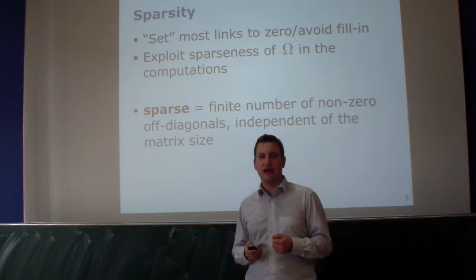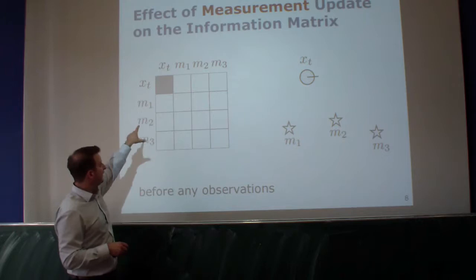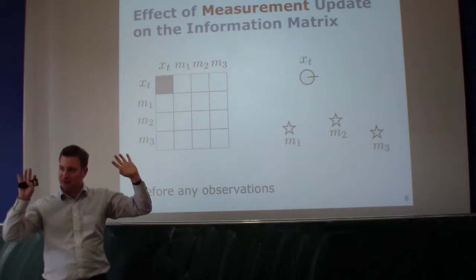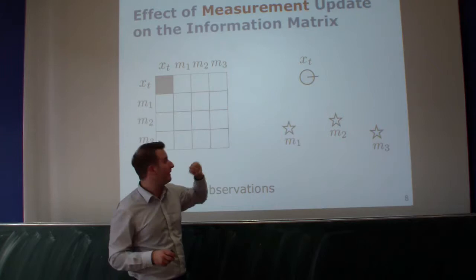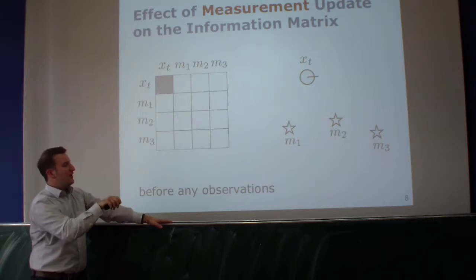Let's look at what we can see here. We see a 4x4 information matrix covering the robot's pose, just one block, and then the other three dimensions are the positions of the landmarks. In reality, we have 2x2 matrices and 3x3 matrices, but just think of these as blocks. If we haven't observed anything, and we have just the robot with some uncertainty about where it is, this is what the information matrix looks like. We only have this element here, which has some value, and we don't know anything about the landmarks. So all these elements here are zero.